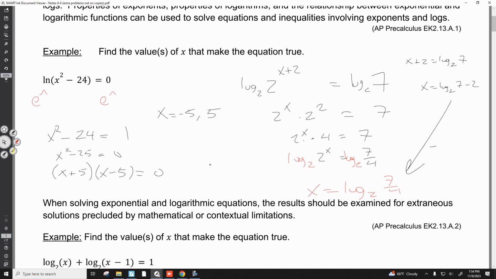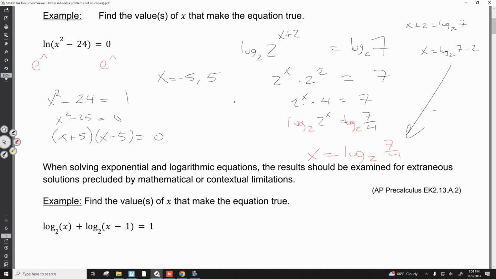Now, heads up though. One of these two equations I have to be careful with. Which one of these two equations do you think you have to be more careful with? This one that started with the log, or this one that started with the exponent? Tell your neighbors, what do you think?